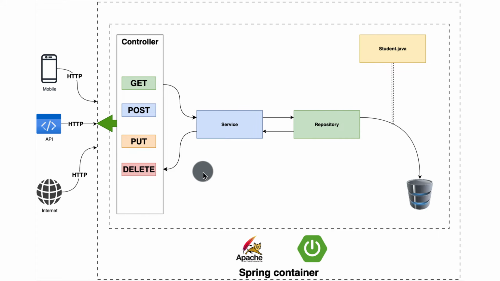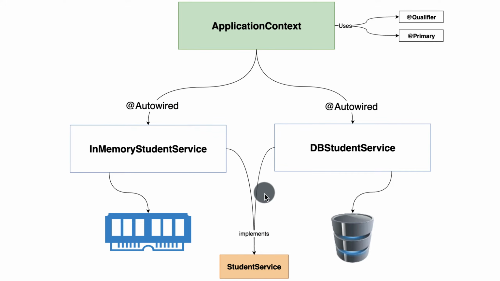But this is not all we will see. We will also see how we can switch between different implementations, because we will be implementing a service that will persist students into an in-memory database, or just the memory, and another service which will persist the students into the database. And I will show you how we can switch between the different implementations. So here is the overview of our 2 different services. The first one will be an in-memory student service, and the second one will be a database student service.